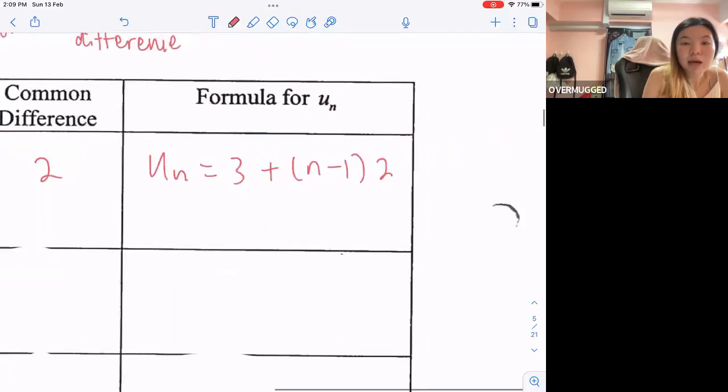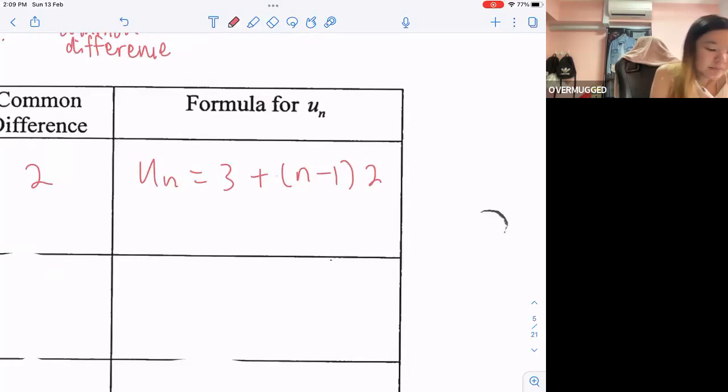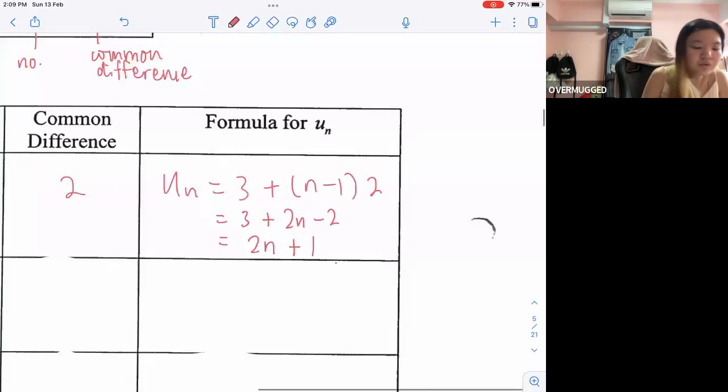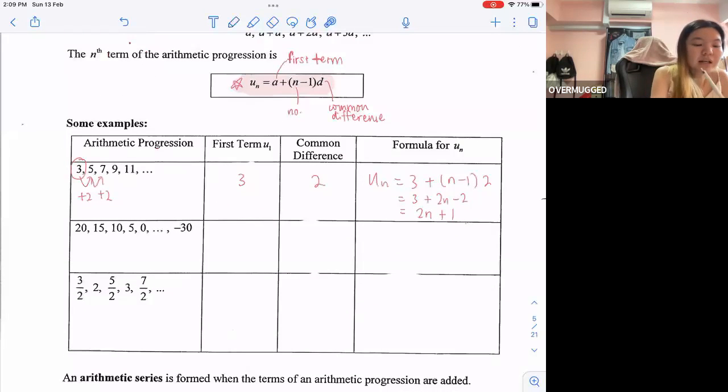You can choose to expand and simplify this. It will be 3 plus 2n minus 2, which is 2n plus 1. So you can also choose to expand and simplify it like this. Can someone tell me, right?